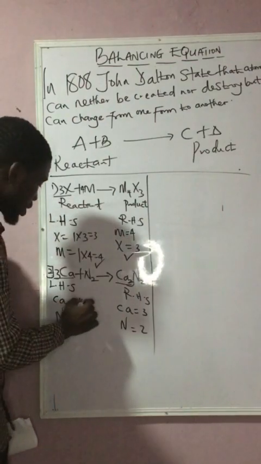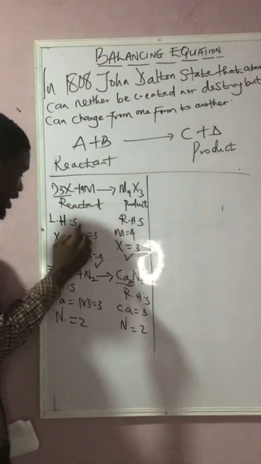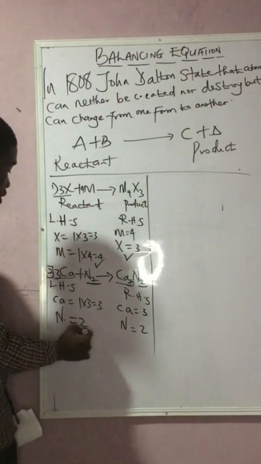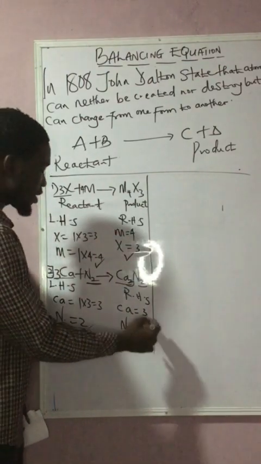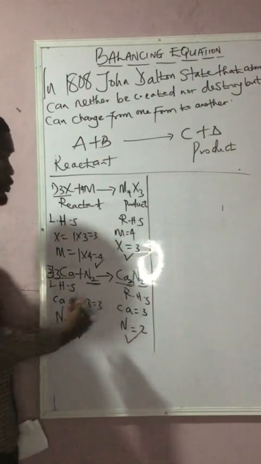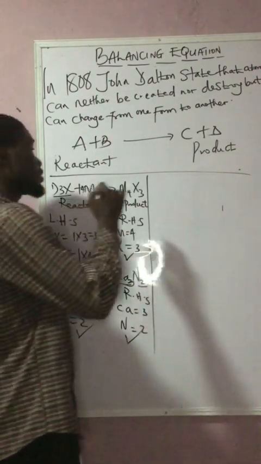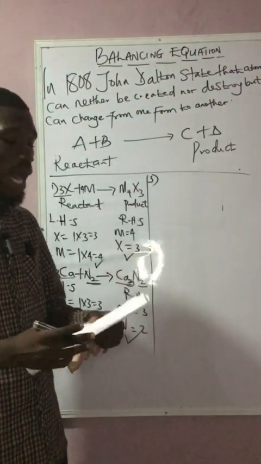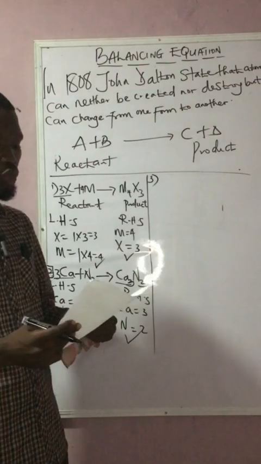Good. So that 1 times 3, we have 3. I have 2 nitrogen here, I also have 2 nitrogen. So the number of atoms at the reactant side is equal to the number of atoms at the product side. So let's take a look at another one before we move to how JAMB puts their own questions.